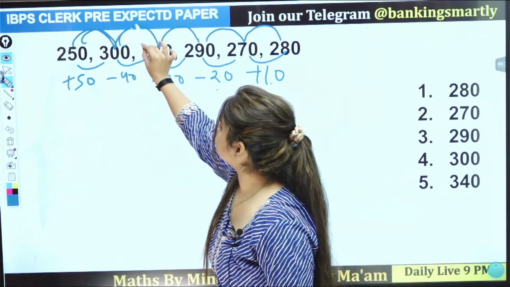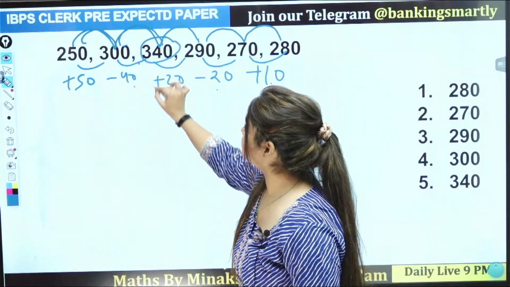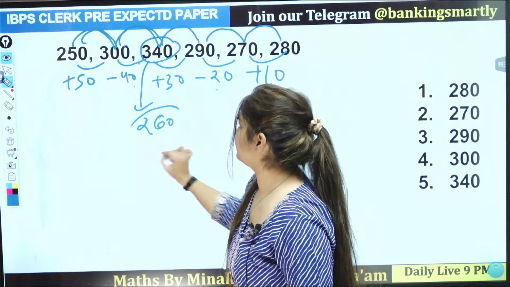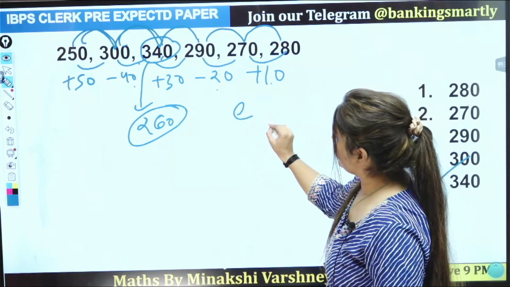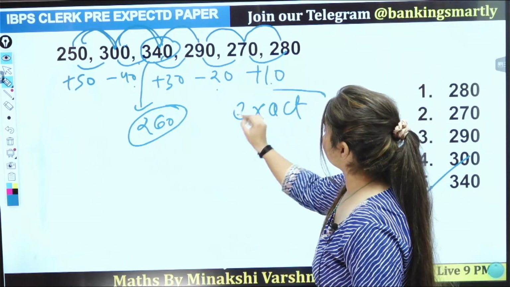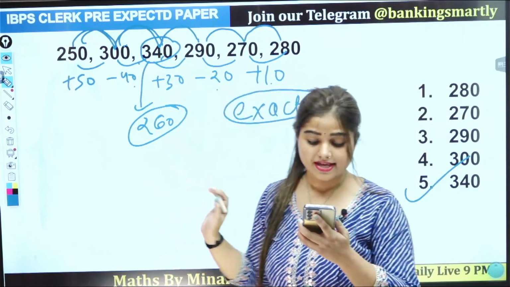But there is something wrong. What? 300 minus 40, that means this will be 260. That means 340 is wrong. This is the exact level we can expect in your IBPS Clerk and PO examination. Is it clear or not?